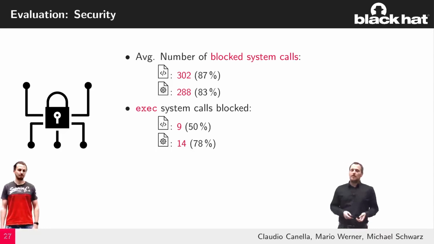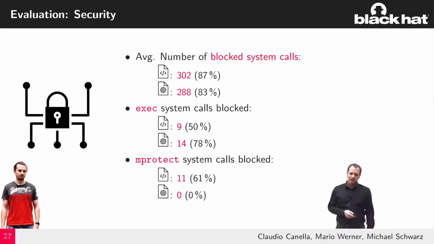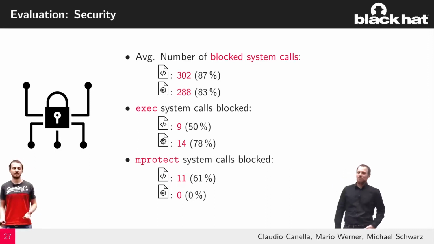Similarly, mprotect, which makes it possible to change the execution permissions of a page in memory. We looked at that in particular, and our sourcealizer tool blocked this system call in 61%. All that is nice, but what we also did is we looked at mitigating real-world exploits.